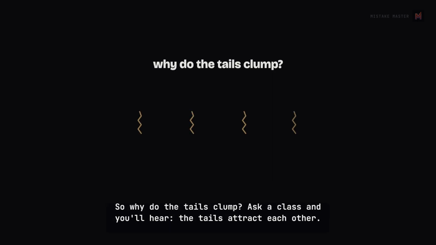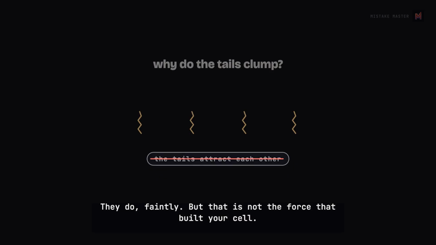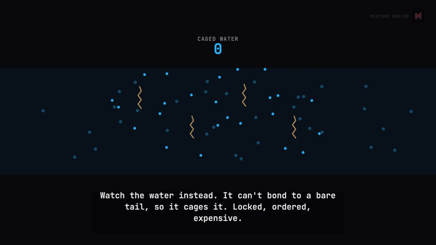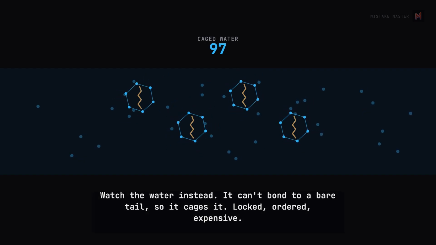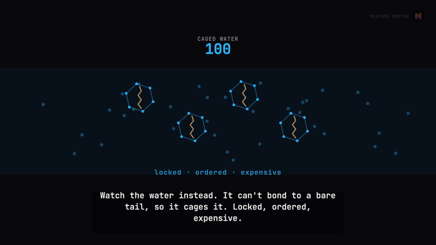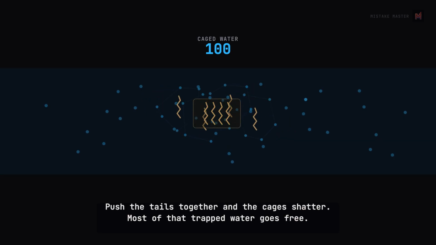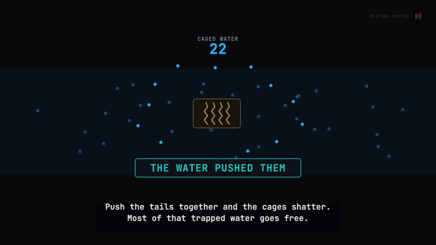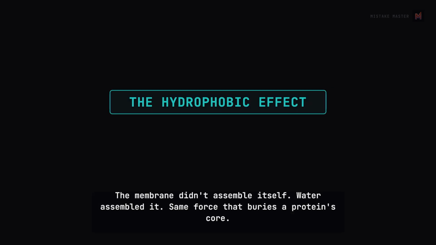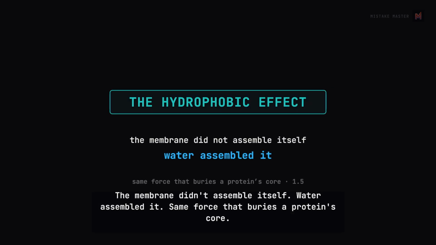Ask a class and you'll hear, the tails attract each other. They do, faintly. But that is not the force that built your cell. Watch the water instead. It can't bond to a bare tail, so it cages it. Locked, ordered, expensive. Push the tails together and the cages shatter. Most of that trapped water goes free. The membrane didn't assemble itself. Water assembled it. Same force that buries a protein's core.